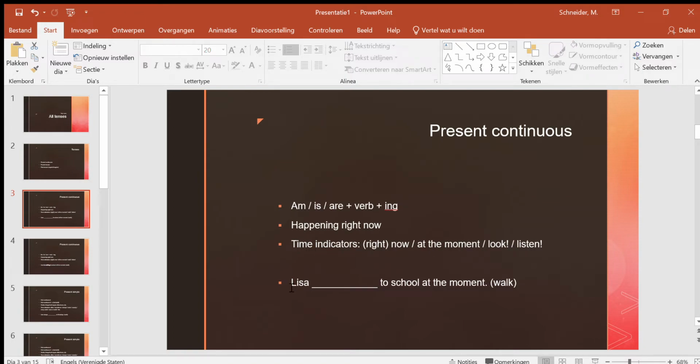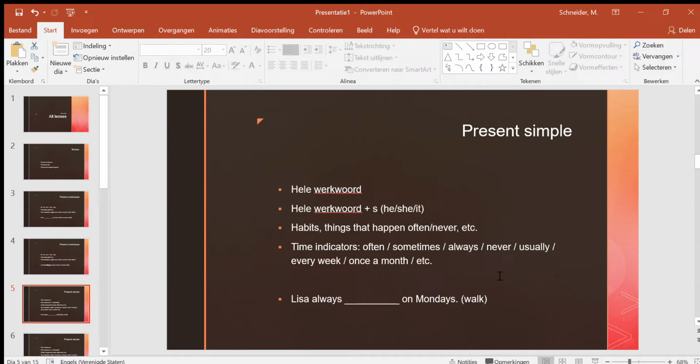So, for example, in this sentence, Lisa to school at the moment. We have to use the verb walk. And we have the time indicator at the moment, so we know it is a present continuous. Now, then we have to use am, is, or are. Now, Lisa is a she. With she, we use is. Then we need the verb, so walk, plus ing. So then we get the sentence, Lisa is walking to school at the moment.